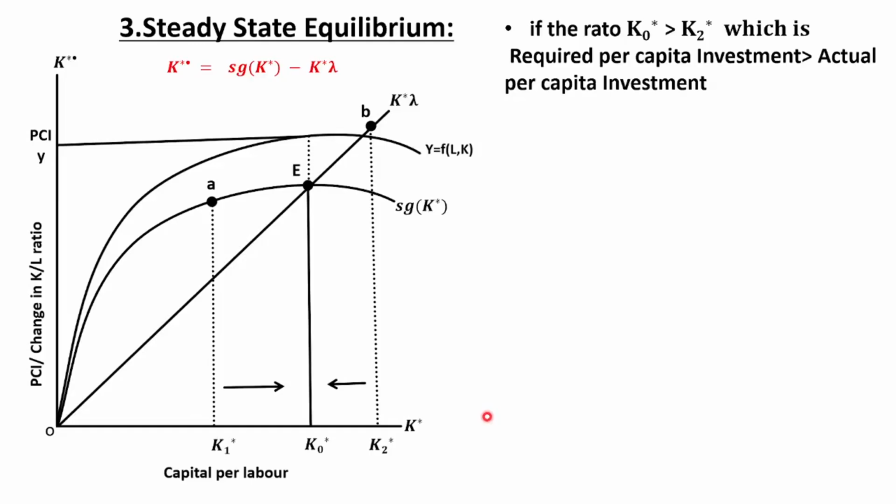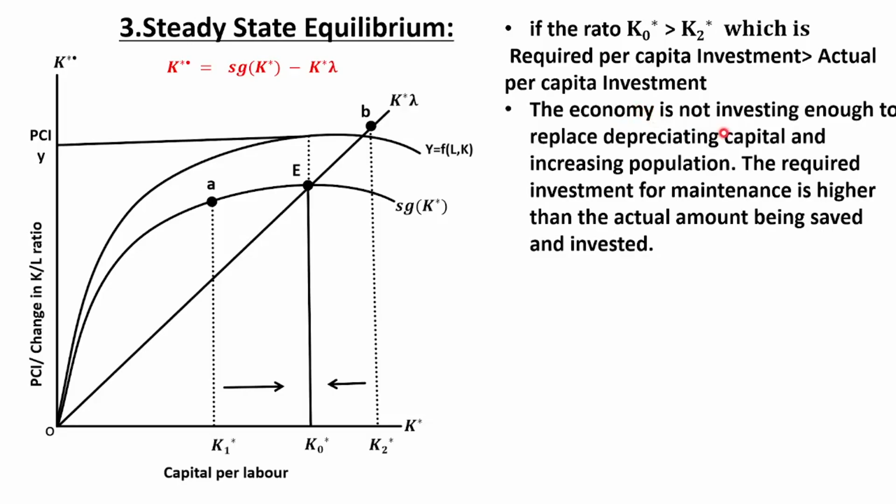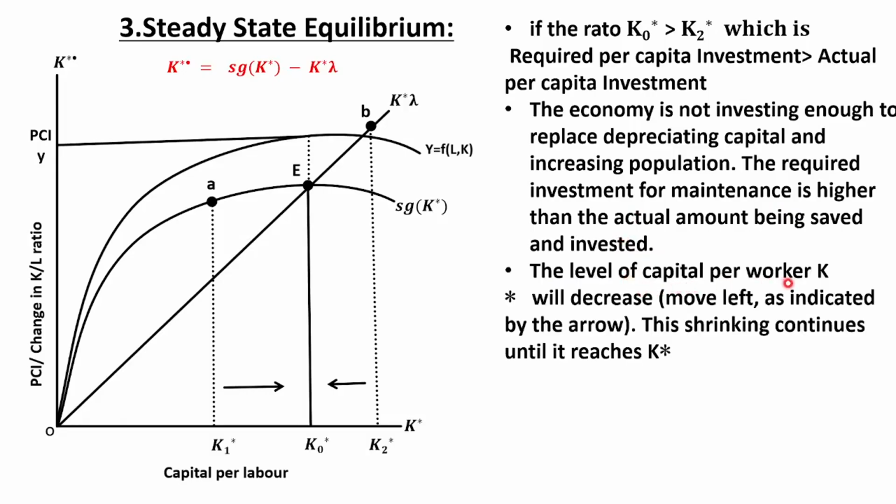Similarly, what happens if the ratio K0 asterisk is greater than K2 asterisk, which means required per capita investment is greater than actual per capita investment? The economy is not investing enough to replace the depreciating capital and increasing population. The required investment for maintenance is higher than the actual amount being saved and invested. The level of capital per worker K asterisk will decrease. That means it moves left as indicated by this arrow. This shrinking continues until it reaches K0 asterisk. So this was all about the explanation of this figure.